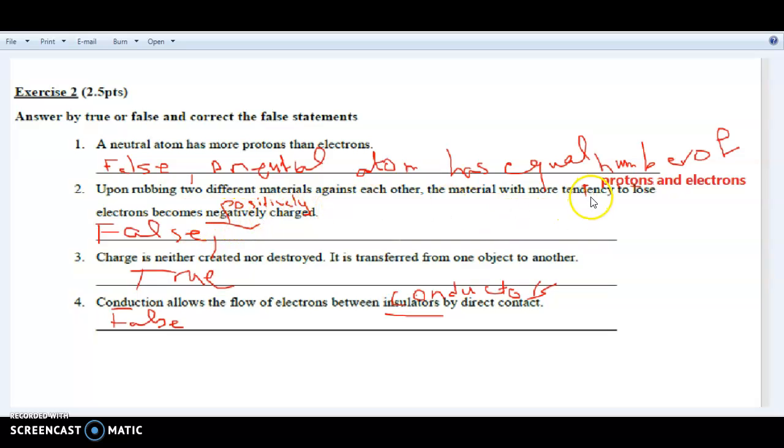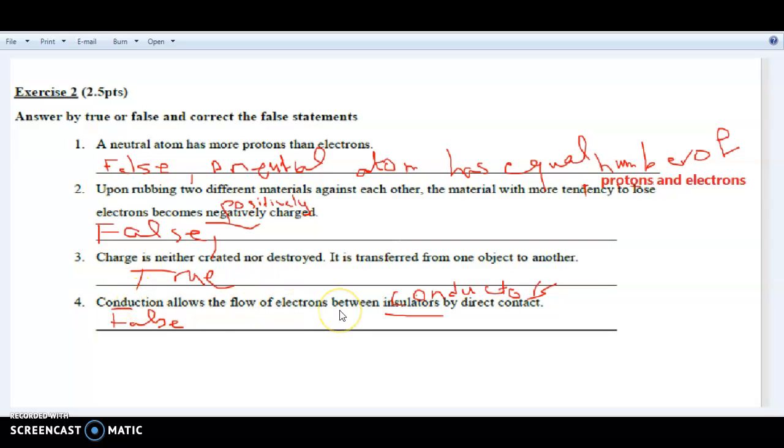No, the one that has more tendency to lose electrons will lose electrons and thus have a deficiency in electrons and become positively charged. 3. Charge is neither created nor destroyed; it's transferred from one object to another. This is the statement of the law of conservation of charge. This is true.